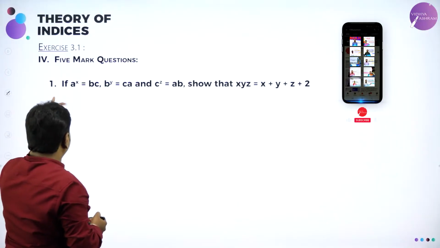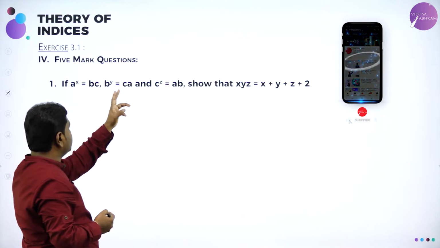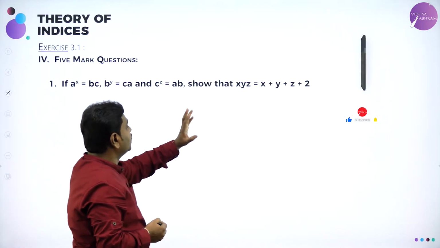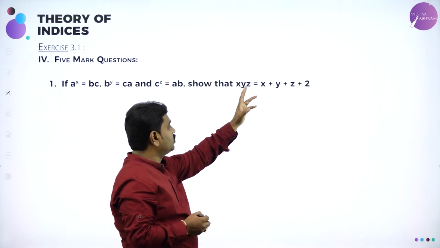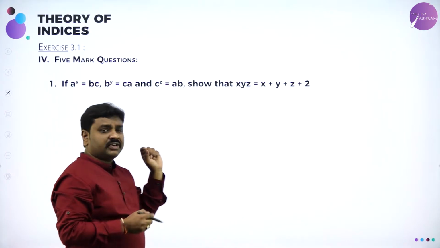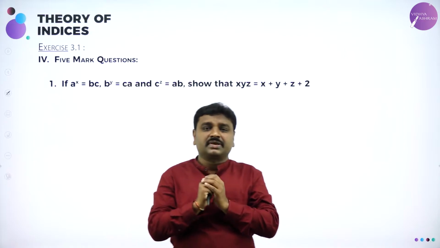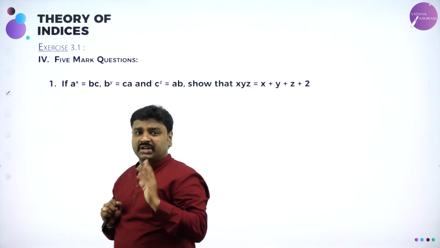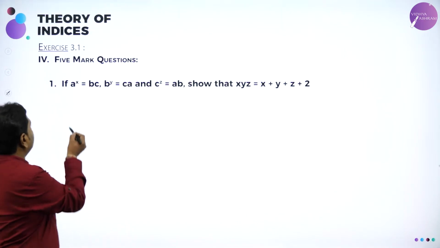So now they gave if a power x is bc, b power y is ca and c power z is ab, they want you to prove xyz is equal to x plus y plus z plus 2. See, please understand, we can use law of indices if bases are same. So take any one given condition and go on solving. So I'll take what is given.